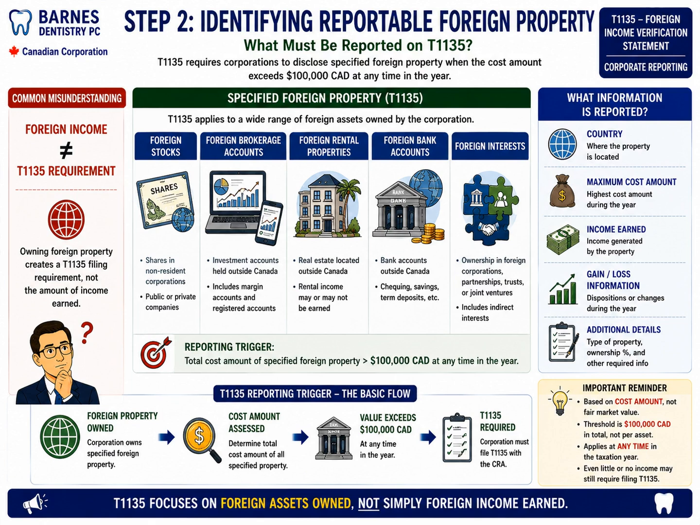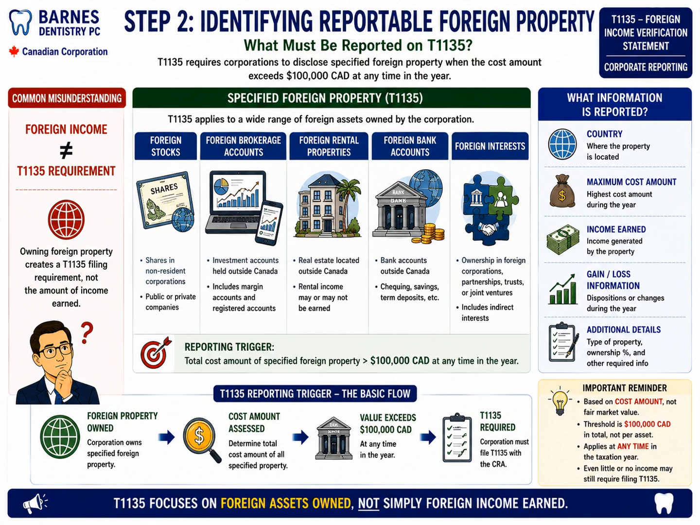The second category is foreign brokerage accounts. Many corporations hold international investments through brokerage accounts located outside Canada. These accounts can contain stocks, bonds, mutual funds, and other investment assets. Depending on the circumstances, they may fall within the T1135 reporting rules. The third category is foreign rental property.